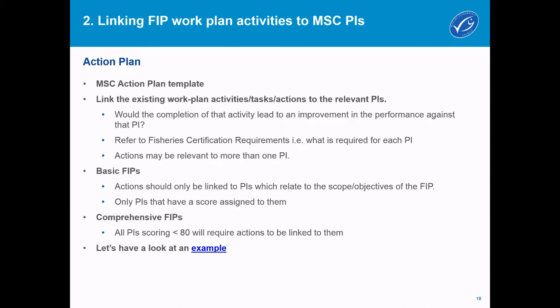For basic FIPs, not all of the PIs will have been scored, depending on the amount of information available in the original needs assessment, but also depending on the objectives and the scope of that particular FIP. So actions and activities will only be able to be linked to the PIs that have been scored, or the PIs that relate to those specific objectives. Whereas for comprehensive FIPs, all of the PIs that score less than 80 will require actions to be linked to them.